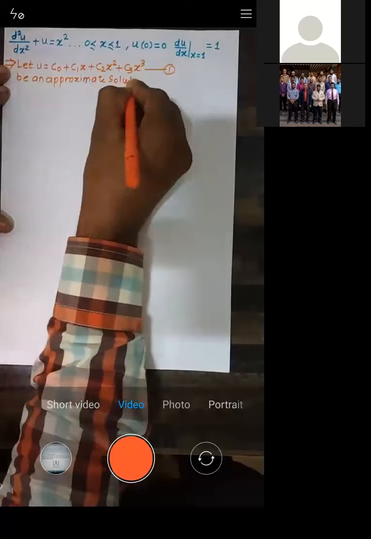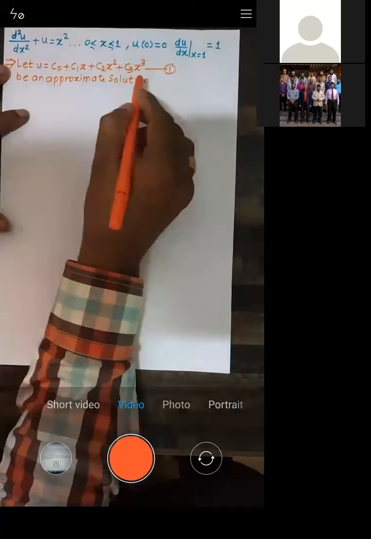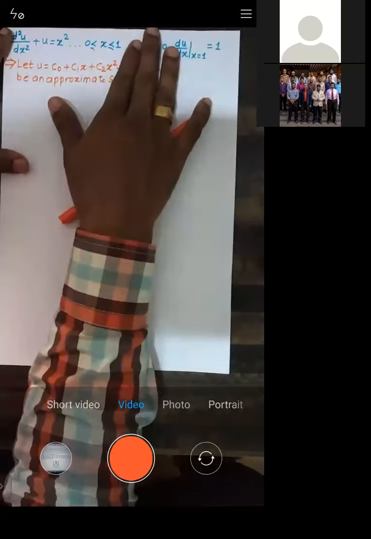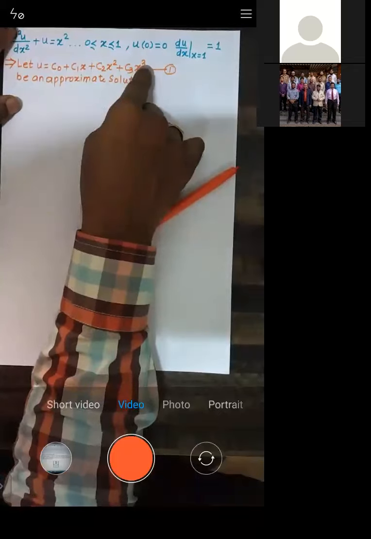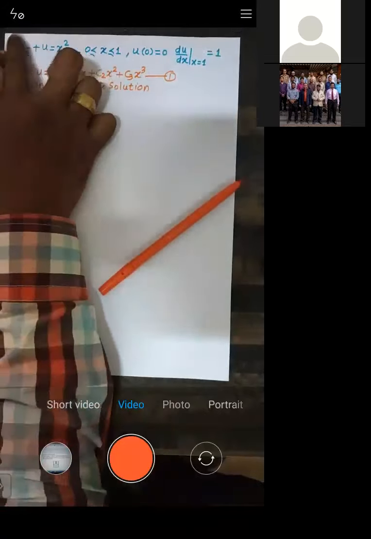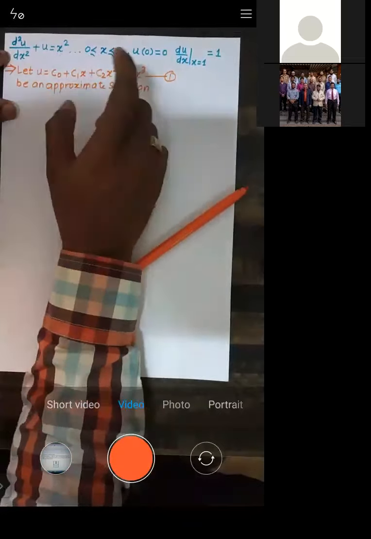You might feel, sir, why have you written only this much? See, when you write only this much, the problem will get solved, but the error will be more. When you write till this much, again the problem will be solved, but the error will be more. So what is expected? You should take the power of x at least 1 greater than the order of the given differential equation. This given differential equation is second order, so we have taken the power of x as third.